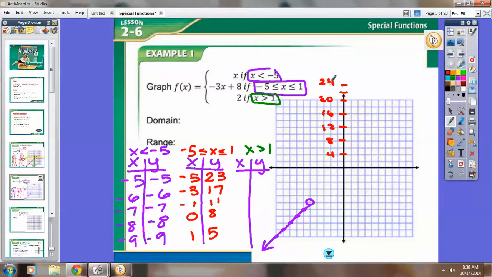So if we plot these points, we have -5, 23. And again, at -5, 23, -5 is included, so I do need to use a closed circle. -3, 17.